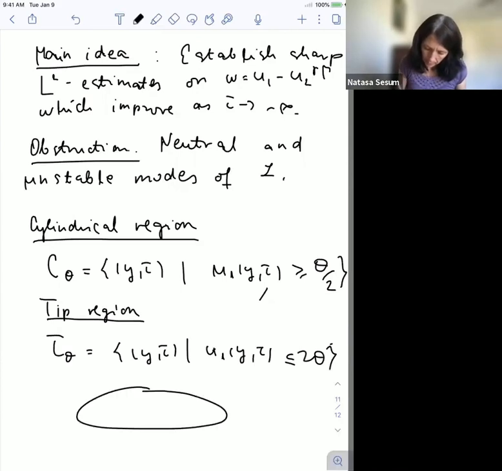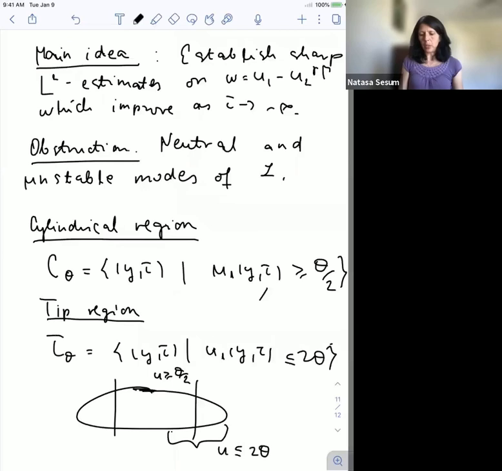So once again here, U is our profile function, right? It's the radius of these cross sections. This region is the cylindrical region where U is greater or equal than theta over 2. And then here you have U less or equal than 2 theta, that's the tip region, right? So you see that you have some overlap here, and then the same on the other side.